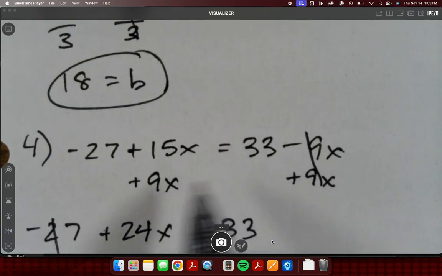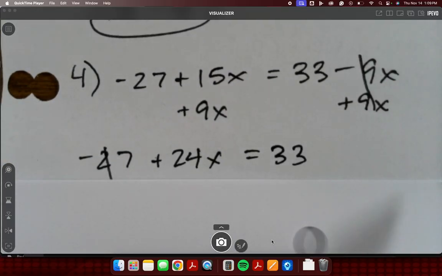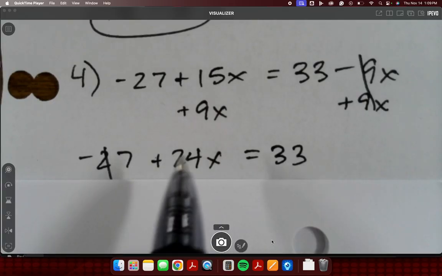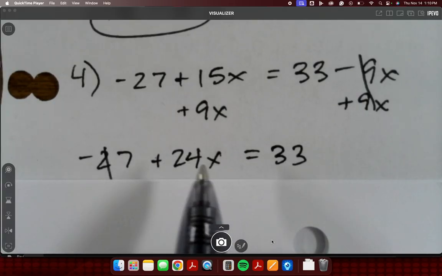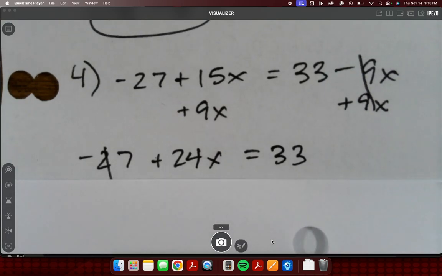Now that we've combined the two variables into one term, we want to combine the two constants into one term. This time it does make best sense to move the one that's with the variable away from it, because our goal, just like it was in number 3, is to get the term with the variable by itself. So I want to add 27 to both sides.